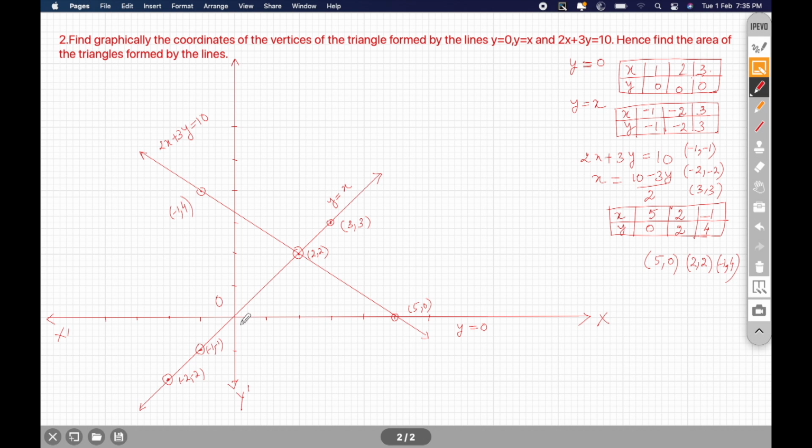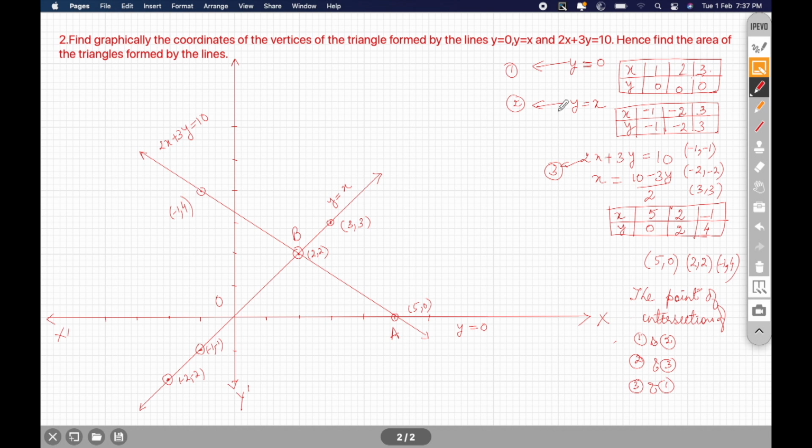Let me mark the vertices of the triangle. O is already marked as 0 comma 0 here. This is A, the point 5 comma 0, and B is the point 2 comma 2. So if we mark the equations as 1, 2 and 3, let us write down the point of intersection of 2 lines at a time. So the point of intersection of 1 and 2, then for 2 and 3, and for 3 and 1.